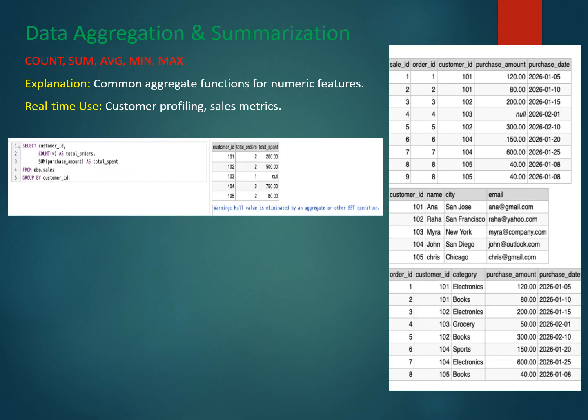Count, sum, avg, min, max. These are aggregate functions used with group by. Count gives frequency. Sum gives total spending. Avg gives average behavior. Min and max show range. In ML projects, these functions help create numerical features that represent customer activity, sales performance, or engagement levels.